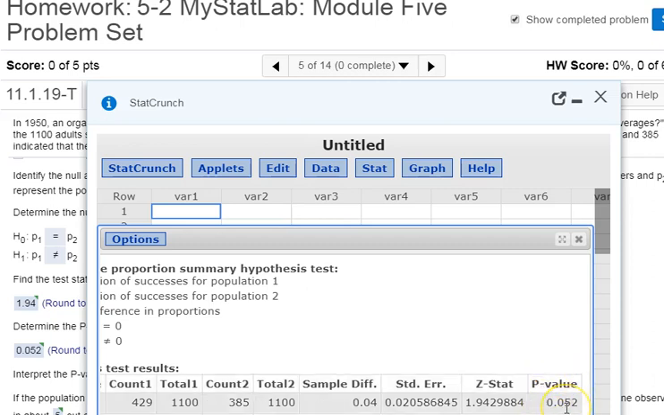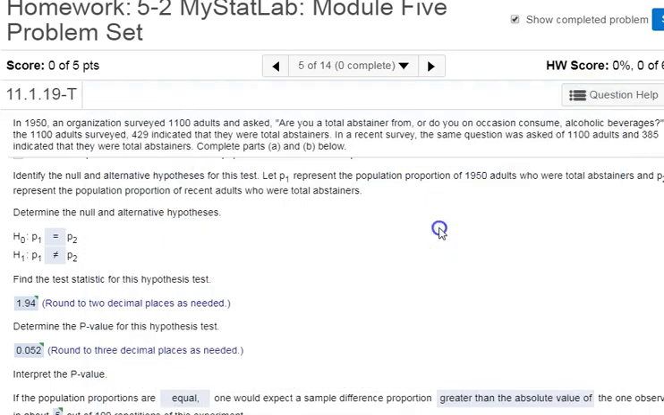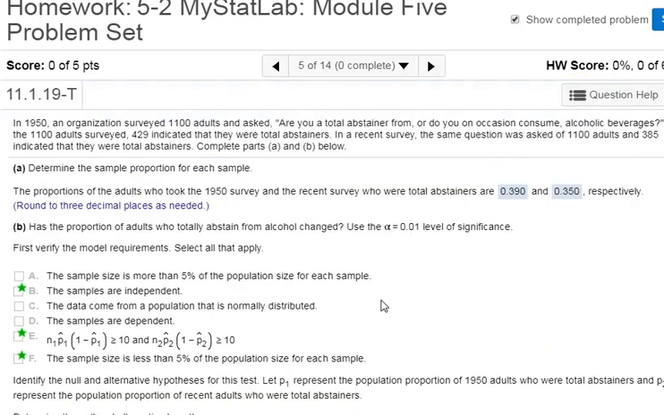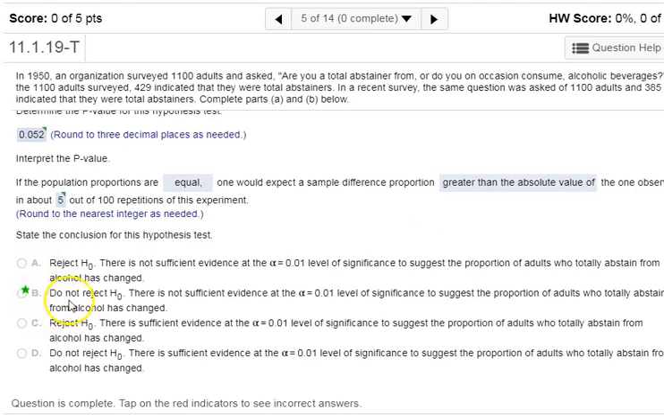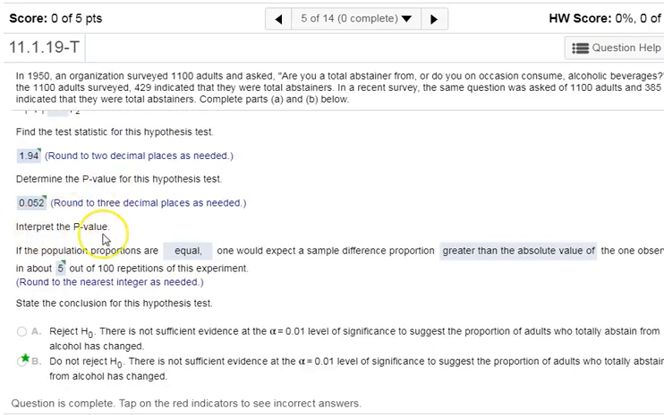And this p-value is larger than what our alpha was at 0.01. So we will not have enough evidence to reject the null hypothesis because alpha was only 0.01. And so that is the last part here. We're not rejecting the null hypothesis at this level of significance because our p-value was higher than that. There's not enough evidence to conclude that there's been a change in the proportion of adults who totally abstain from alcohol. And going just a little bit before that, we needed to interpret the p-value.